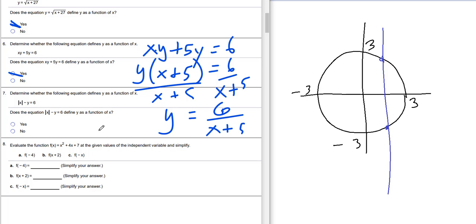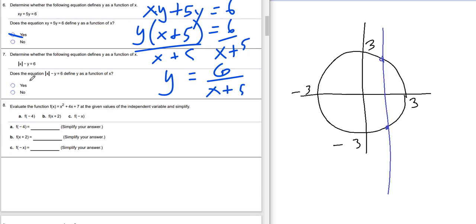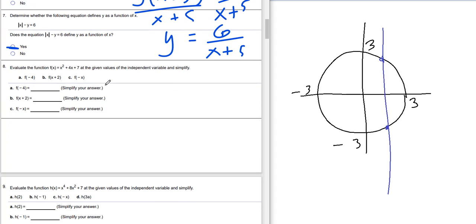That is a yes. Again, the only thing you really need to worry about is having a y squared. That's going to make number 7 a yes. Absolute value bars around x will not prevent it from being a function, and we have a y to the first power here, and so we're definitely going to have y as a function of x.